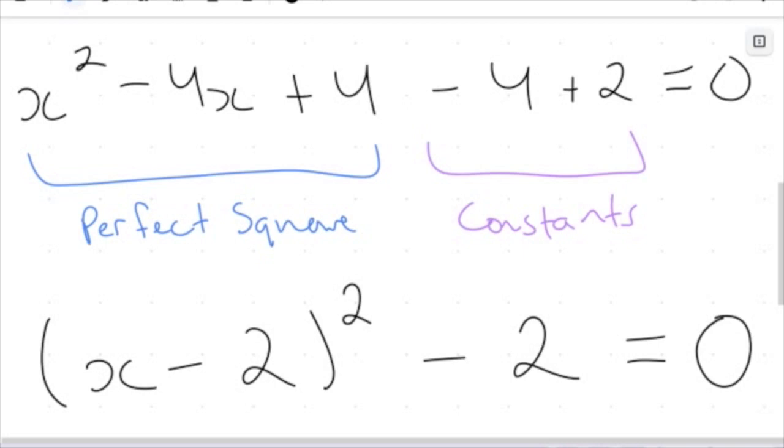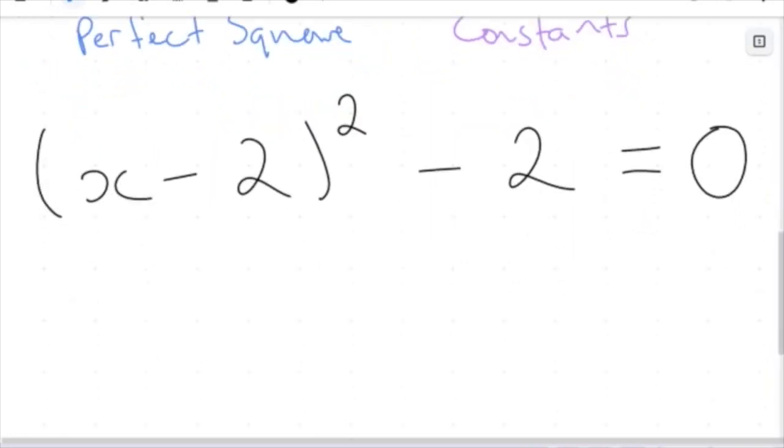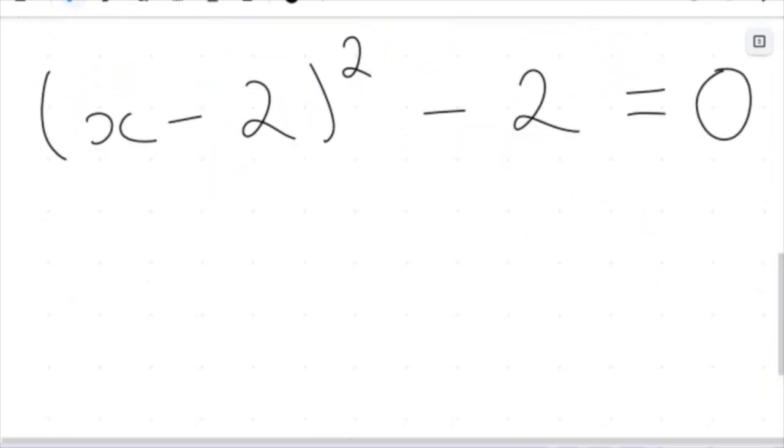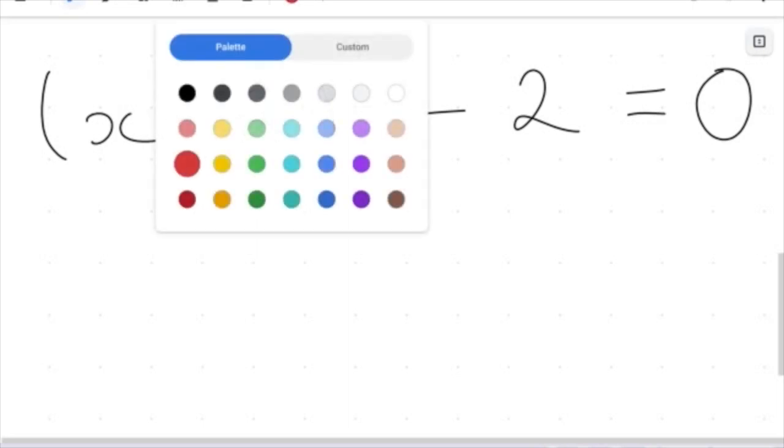Okay, so once I get here, there's two ways we can go about doing this. So, method 1.